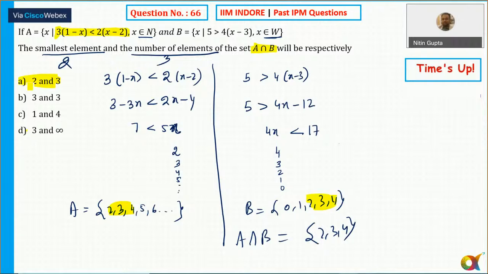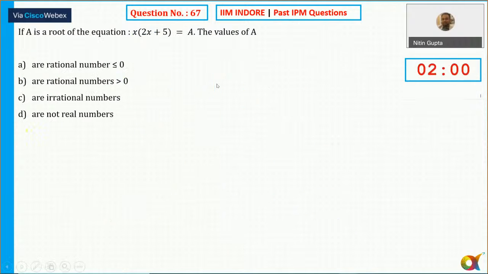So an easy question, not a difficult one. Any doubt? Can I move to the next slide? Please respond, all of you. Let's go ahead. All right, guys, let's move ahead to the next slide now. 67. Try this. Your time starts now.